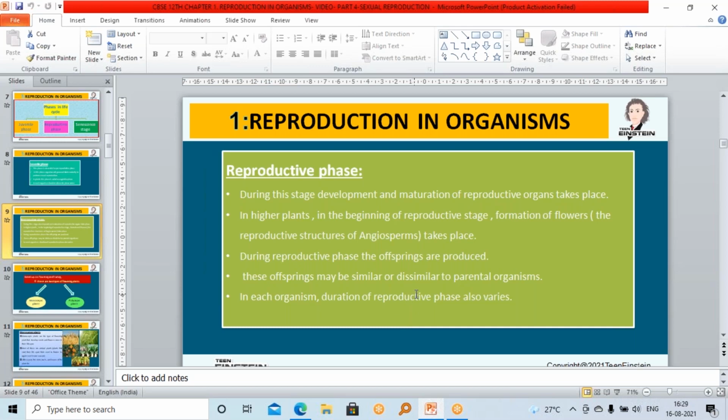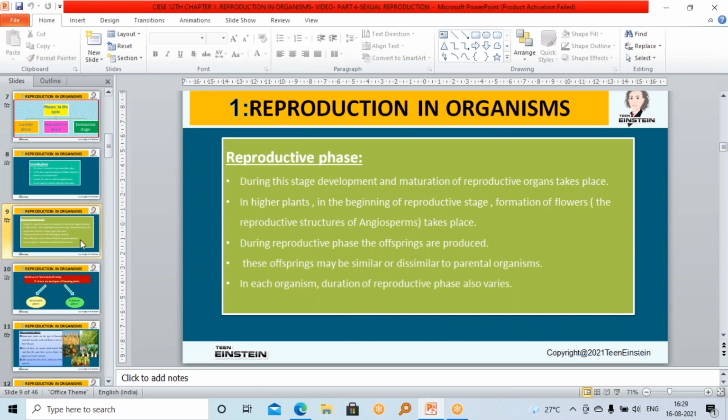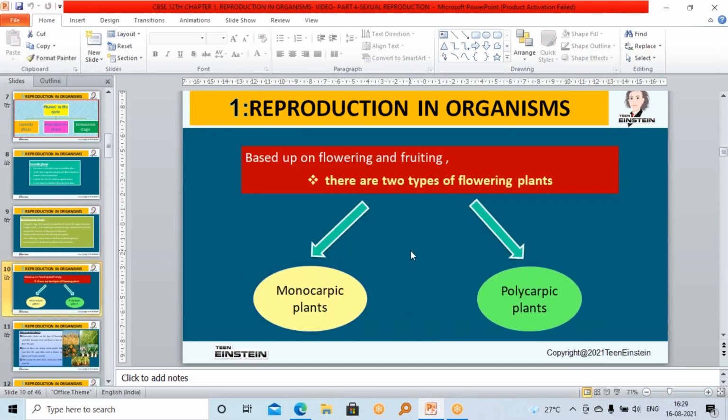And during the reproductive phase, offsprings are produced. In this phase, reproduction, the production of offsprings, will take place. These offsprings may be similar or sometimes dissimilar to the parental organisms. In each organism, as I said for the juvenile phase, the duration varies from organism to organism. In the same way, the duration of the reproductive phase also varies in each organism. Is it clear?